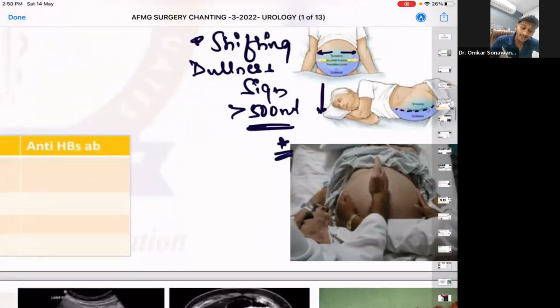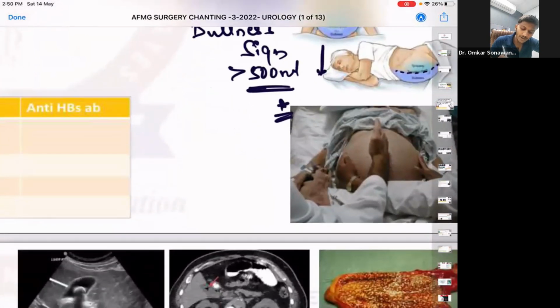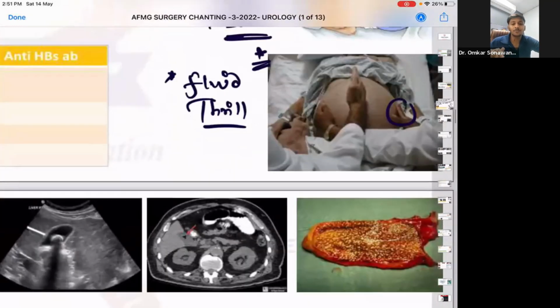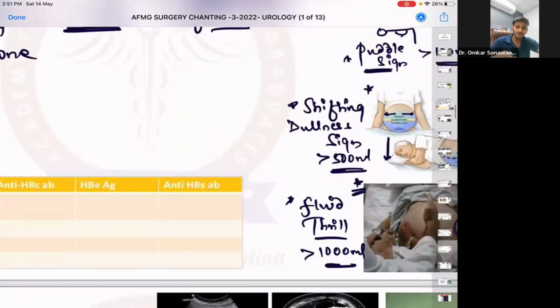And the last one is called the fluid thrill. You ask the patient or any other person to keep a hand in between, and then you tap from one side and keep the hand on the other side, and you can feel the fluid vibrations, or the fluid thrill. Fluid thrill is only positive in cases of massive ascites, when the fluid volume is more than 1000 ml. Remember this. Any issues with this, anybody?